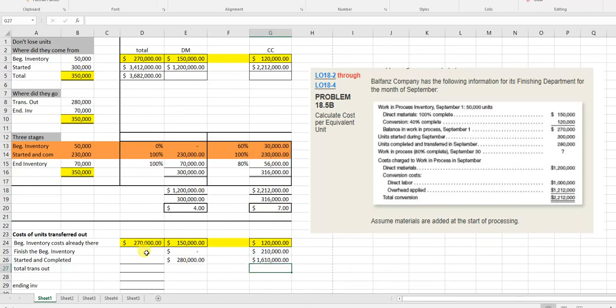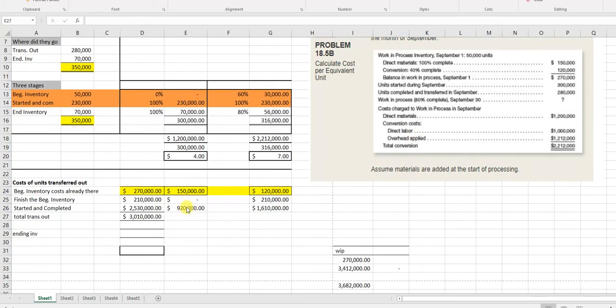Okay, so now I know that my total transferred out costs are $2,300,000. I'm going to pause this because I have an error in a formula. Okay, I fixed it. I just hit the wrong number here.